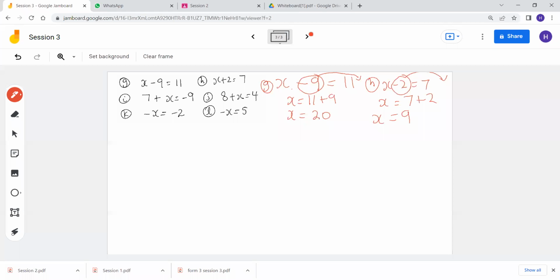Right? Nice. So these two were simple ones. Part I and part J were a little more on the tricky side, right? So let me deal with this one here, right? Nice. We have here 7 plus x equal to minus 9. 7 plus x equal to minus 9, right?